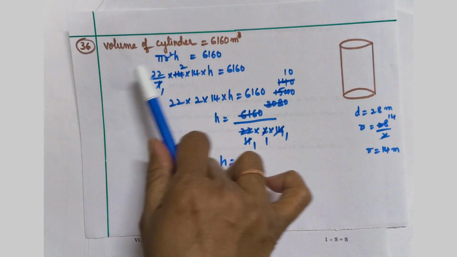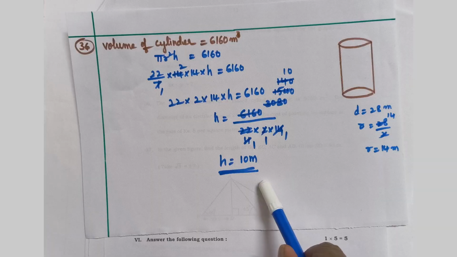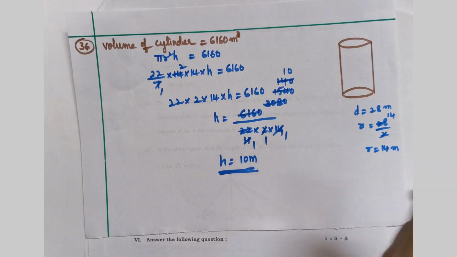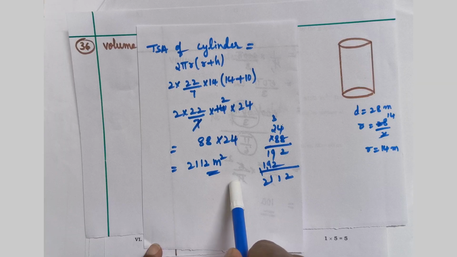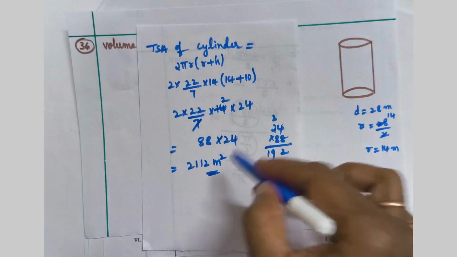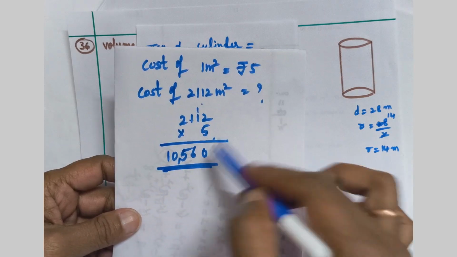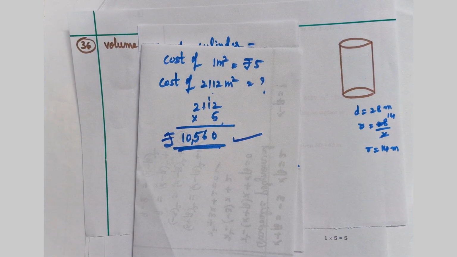See here, once again I will repeat. The volume of the cylinder is given. Using this, first you will find the height. So painting means we will find the total surface area. First you find the total surface area, you will get this answer. Then it is given that 1 square meter costs 5 rupees. So this total area into 5 means you will get the amount, this much amount. This is the answer. Next question we will do in the next video.